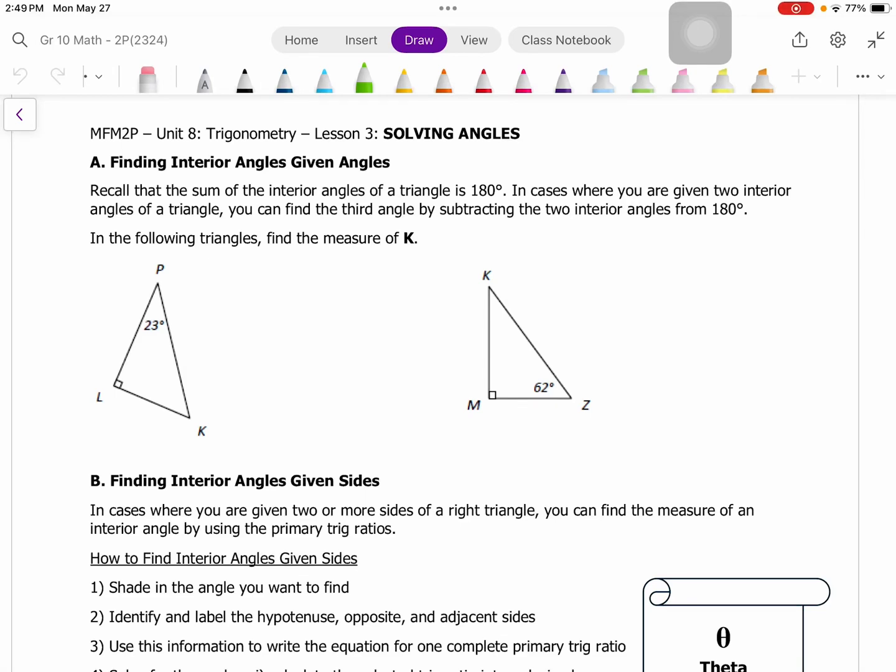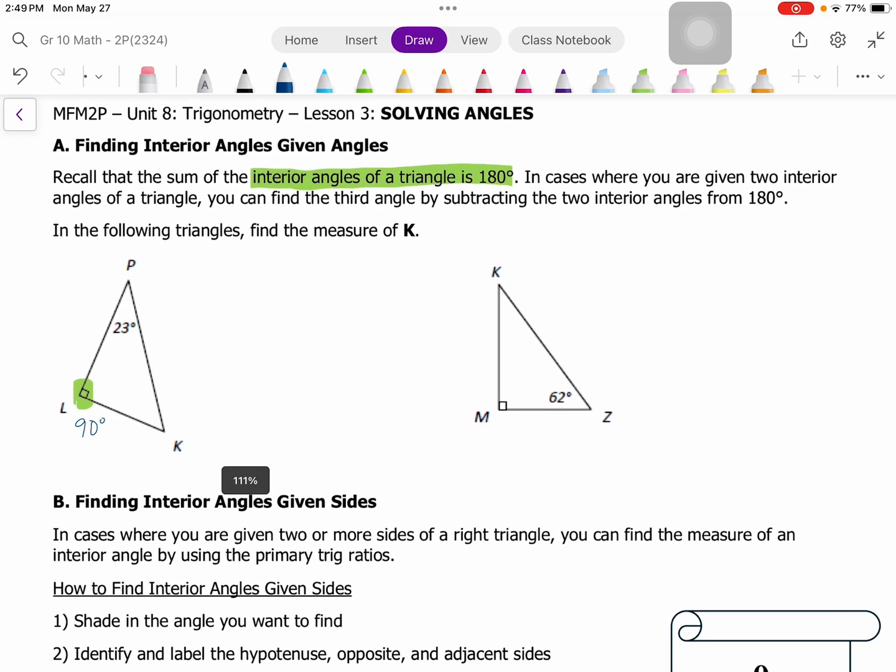In this lesson, we're going to look at how we can solve for angles in right-angled triangles. First of all, recall that the interior angles of a triangle add up to 180 degrees. So if we have a right triangle, we know that one angle is 90 degrees. And if we know one other angle, then we can solve for the remaining one by subtracting the 90 degrees and the other angle from 180 degrees.